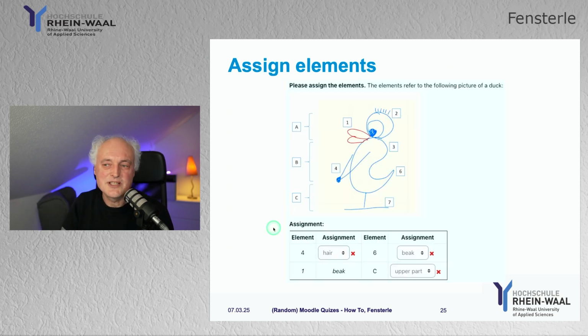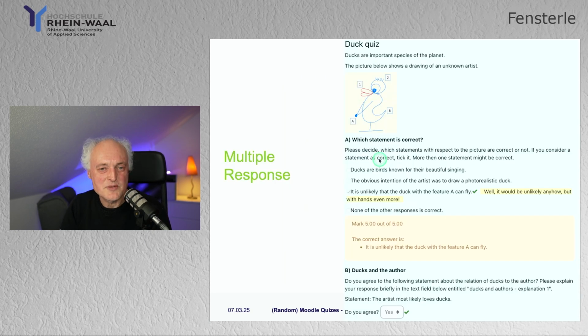Okay, assign element, I don't have to repeat. You have seen that already at the beginning. You have a picture, a gram-negative cell wall, and you need to assign. This is a typical question in the first or second semester. A multiple response question looks like this.